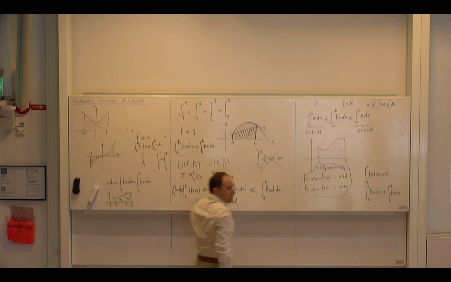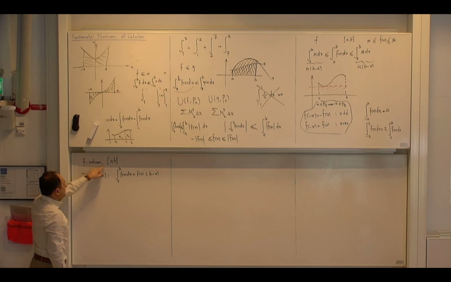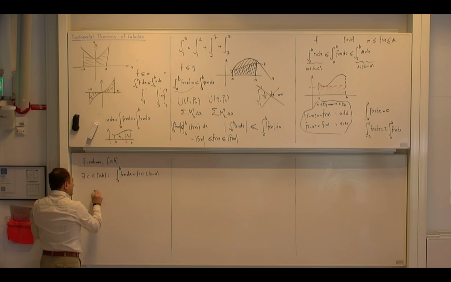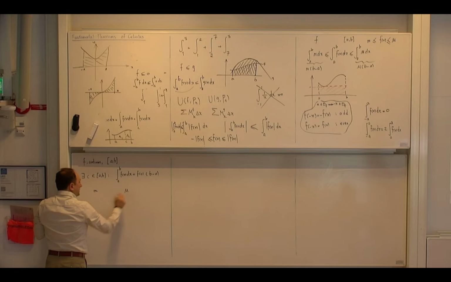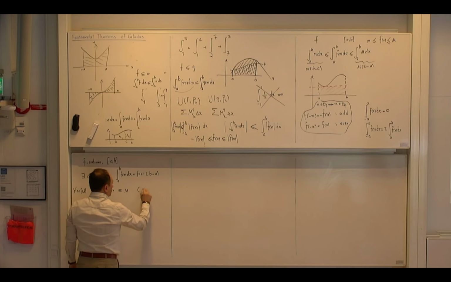I would say that because my function f is continuous on the closed interval, the min-max theorem guarantees that there is a max and there is a min for this function. So this means that the existence of little m and capital M such that f(x) lies between them for all x in [a, b] is guaranteed. Min-max theorem.